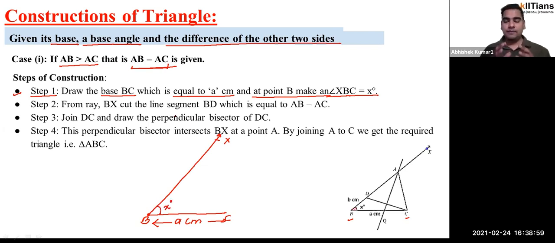That is your step number one. Clear? So in step number one, you have to draw the base. You will be provided the length. After that, you have to make the angle which is given to you in the problem. These are the first two steps that you have here.